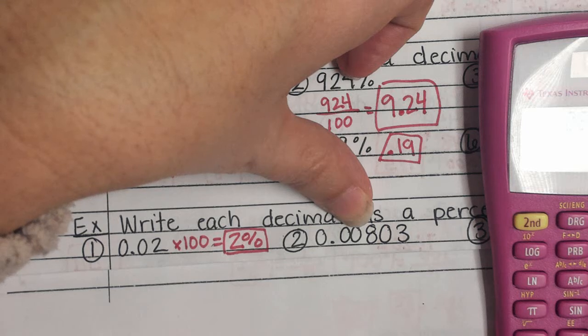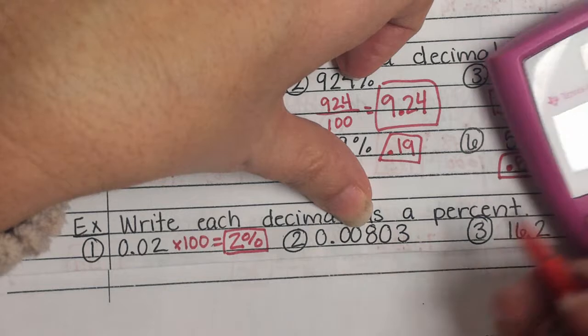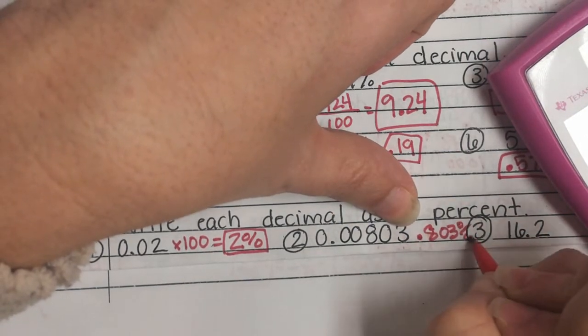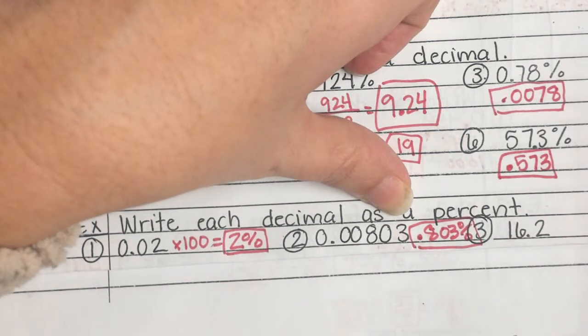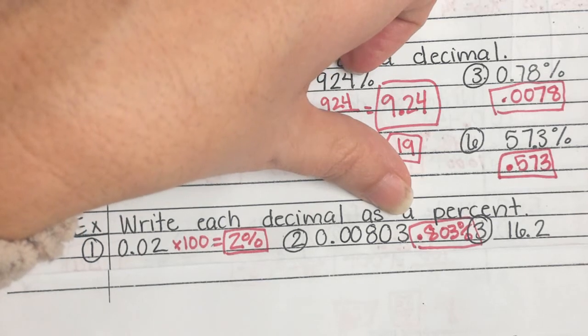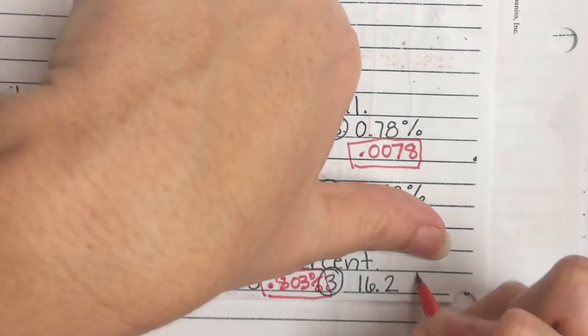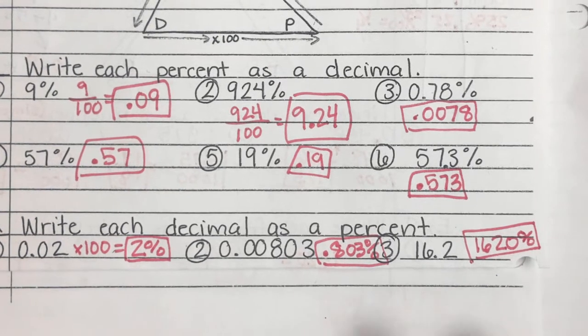0.00803. Whoops, I did it backwards. Times 100. 0.803%. 16.2 times 100, 1,620%. Now, this is what I would do if I was you.